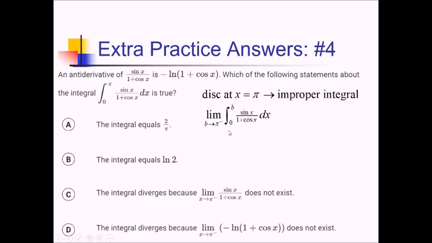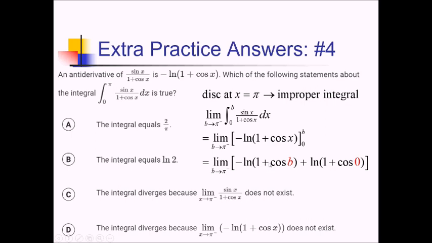So now I have to take the antiderivative. Fortunately, they already gave it to me. So this is going to be the limit as b approaches pi from the left of negative ln of 1 plus cosine of x evaluated from 0 to b. At this point, I just have to plug in 0 and b and see what happens. So if I do that, I've got all this stuff with b plugged in minus all this stuff with 0 plugged in. So I'm going to actually be doing minus minus, so plus ln of 1 plus cosine of 0.